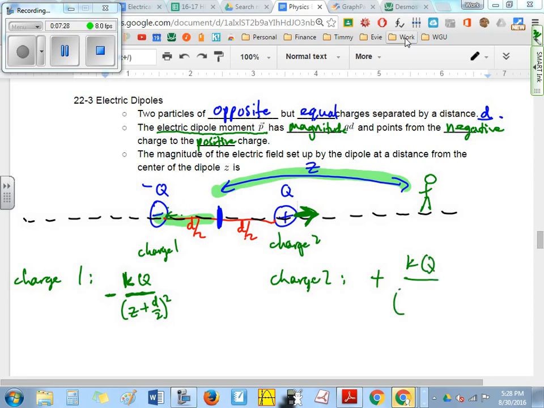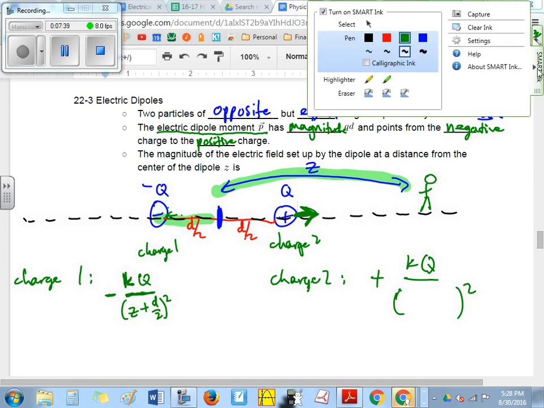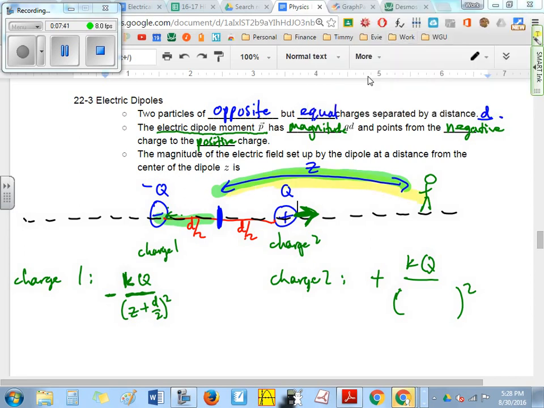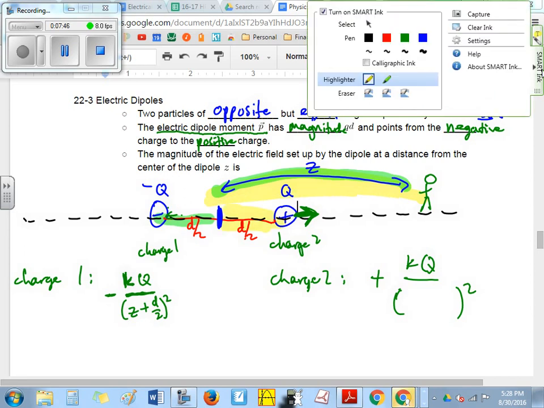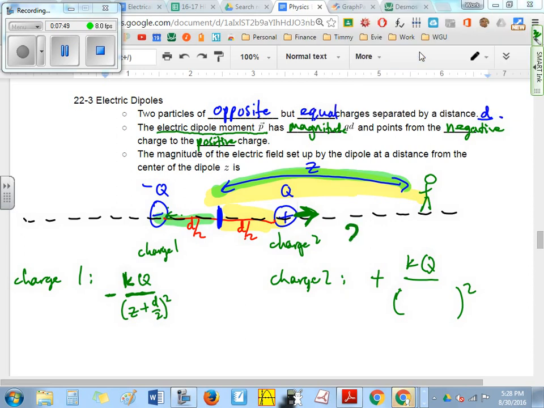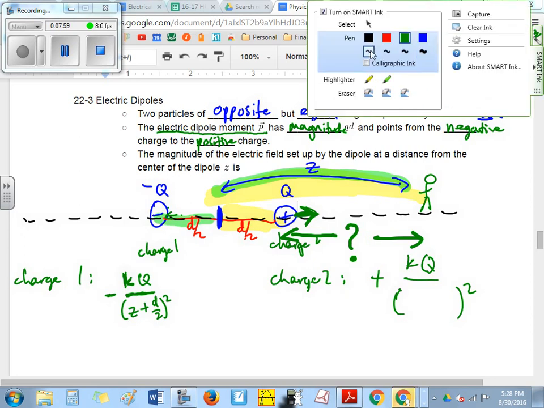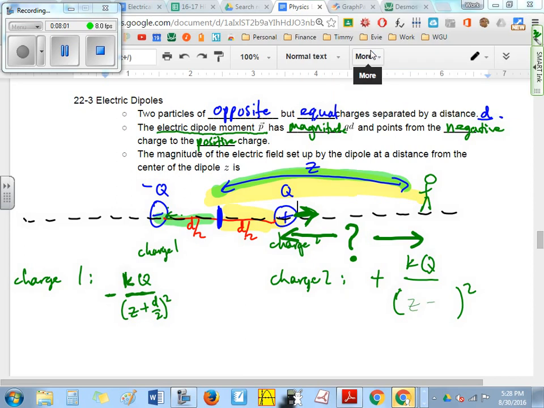And then the distance is a little different this time. Now the distance is a total of z minus d over 2. So I'll highlight that in yellow. So this total distance is z, but this part is d over 2. So the part right here is yellow minus yellow. So it's z minus d over 2. Z minus d over 2.